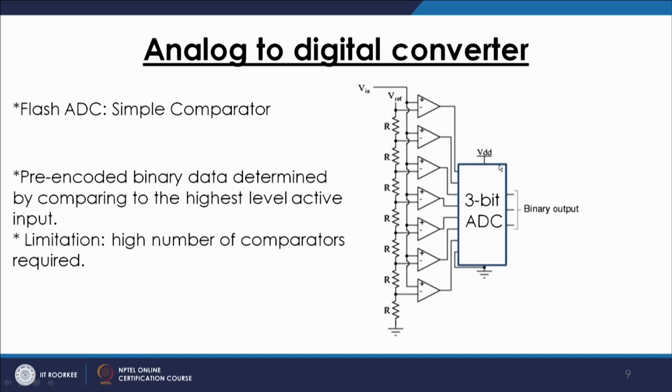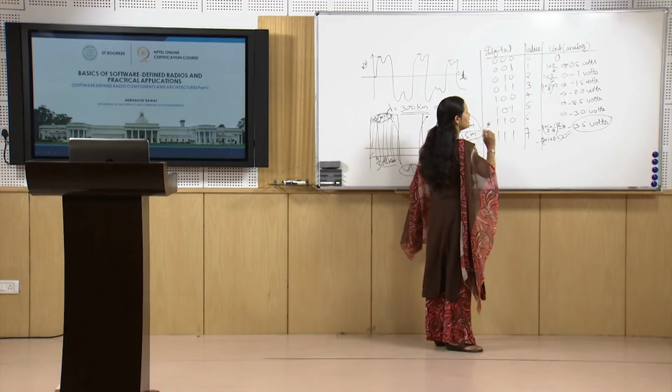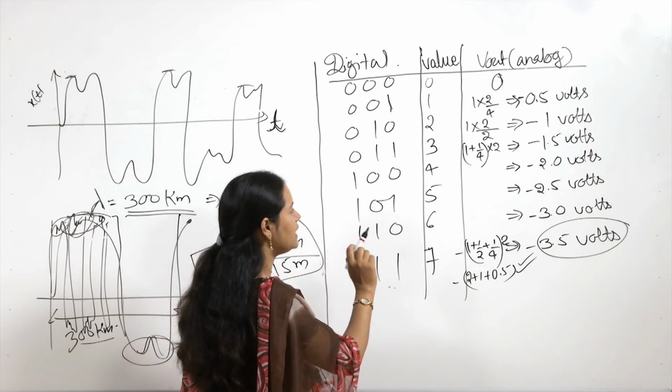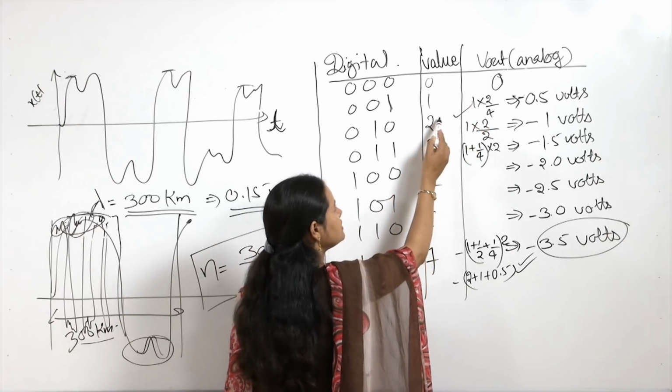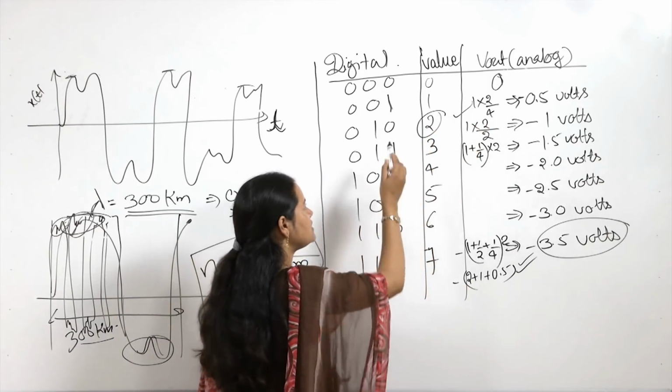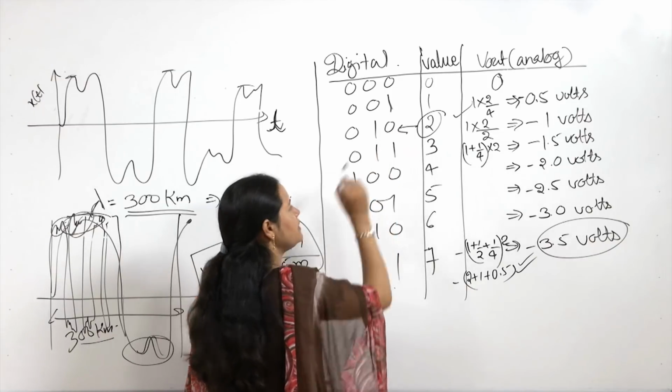How does it actually work? We make a table like this table here, and we know that when this particular voltage level is reached, it means the value is 2 and our digital information should be this one.